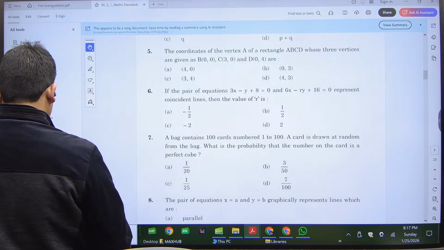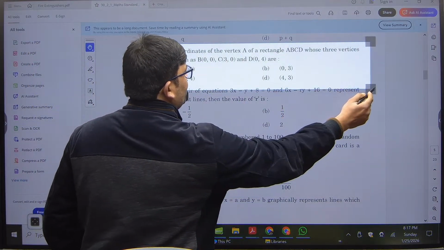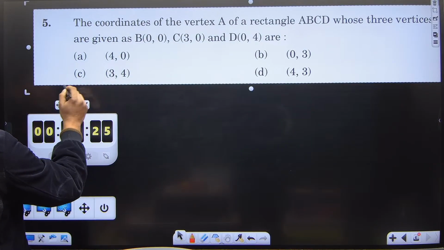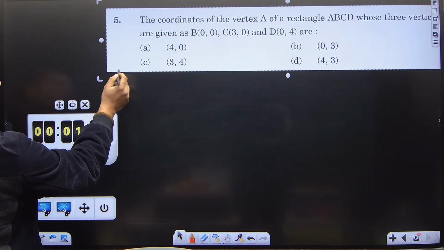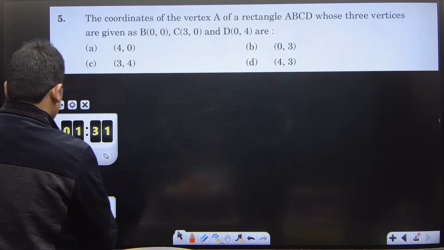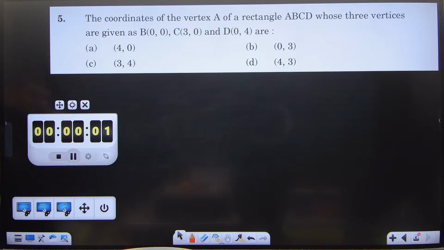Next question. The coordinates of a vertex of a rectangle ABCD whose three vertices are B, C, D. You need to find A. I have told you a trick for this. Let me see you find it first, then I will share the trick as well. Anjana, you have to do this. This is coordinate geometry.